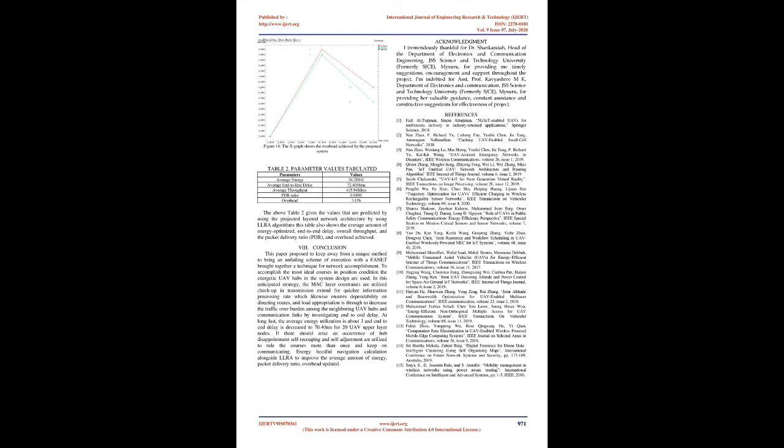Table 2 above gives the values that are predicted by using the projected layered network architecture with LLRA algorithms. This table also shows the average amount of energy optimized, end-to-end delay, overall throughput, the packet delivery ratio, PDR, and overhead achieved.